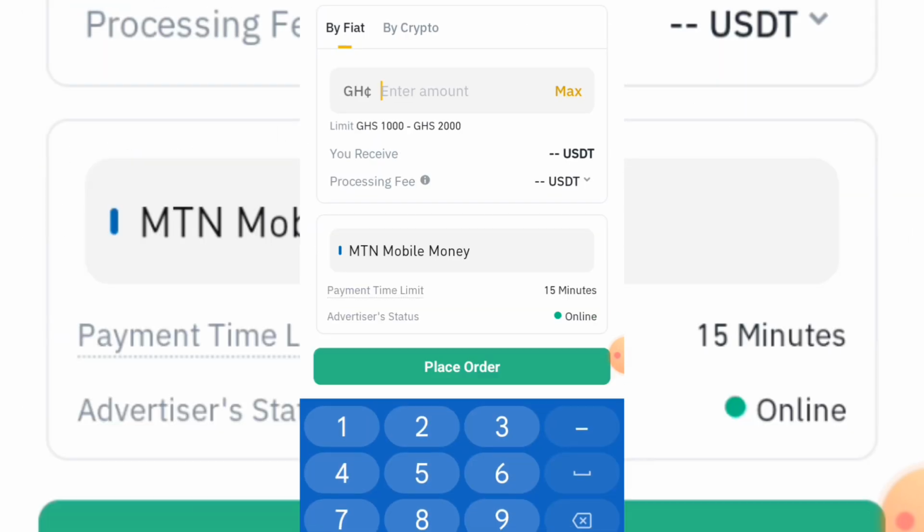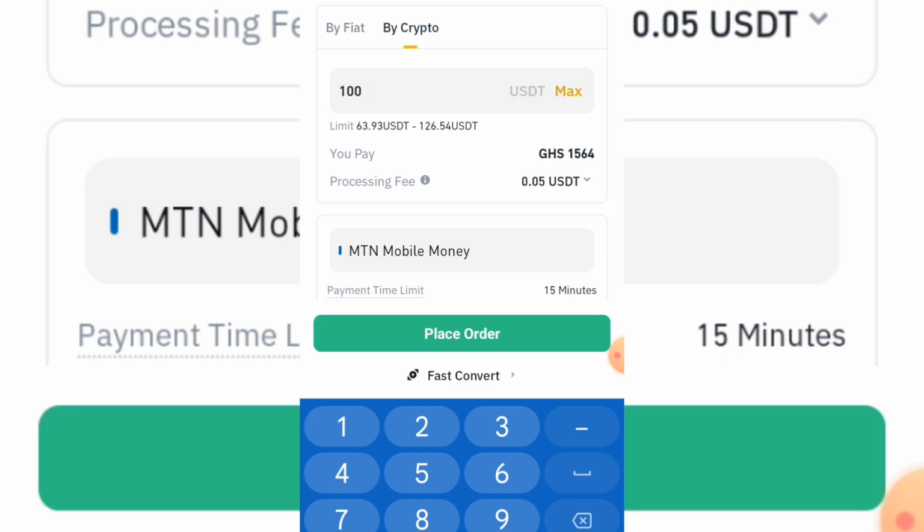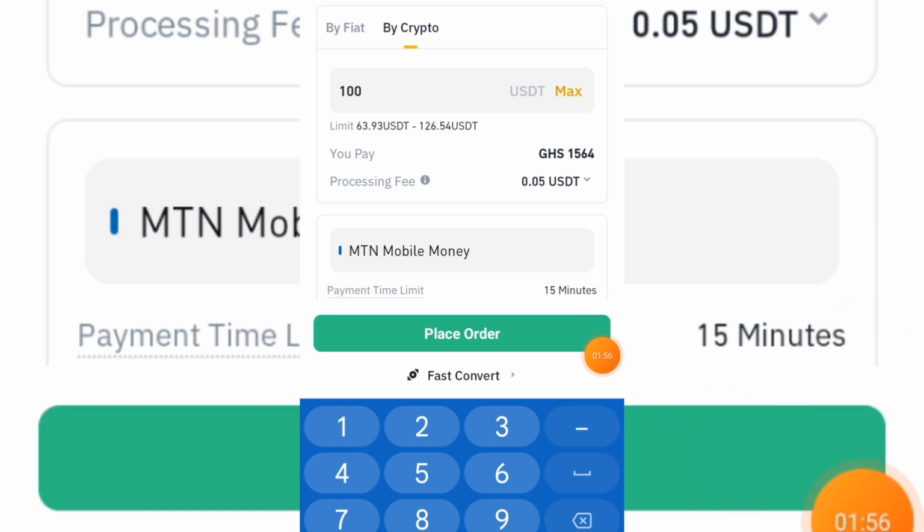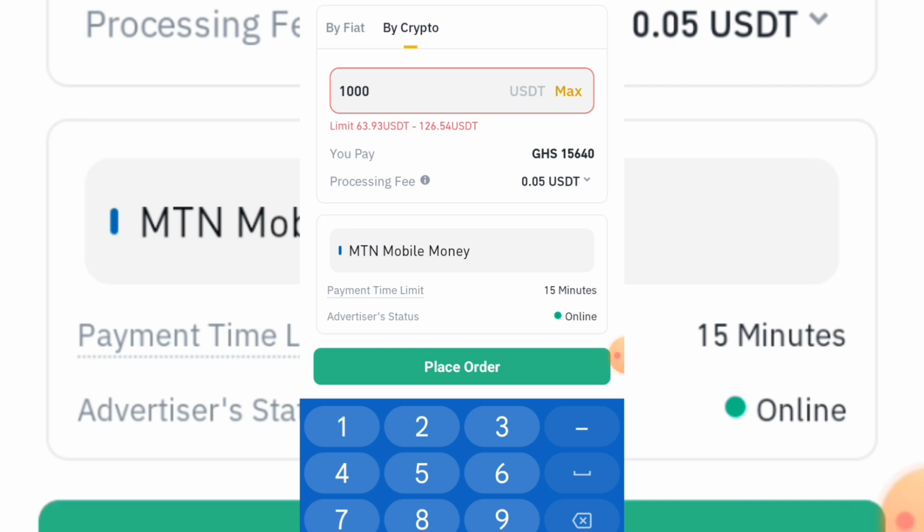So just select USDT, then let's say I want to buy 200 USDT. Or let's say I want to buy 100 USDT or 1000 USDT. You just enter the amount, then you place your order. Any amount of USDT you want, you can buy.